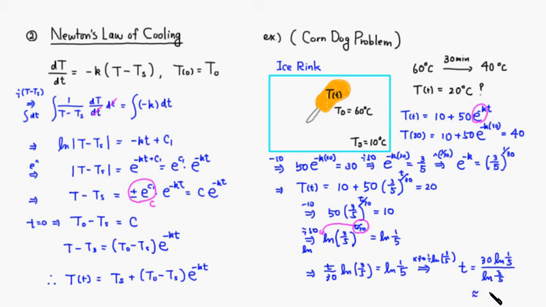If you punch it into the calculator, this comes out to be 94.5 something, so I'm going to just say about 95 minutes. So that's the answer we're looking for. The answer is, in about 95 minutes, the temperature of the corn dog goes down to 20 degrees Celsius. All right, that's it. I hope that this was clear.